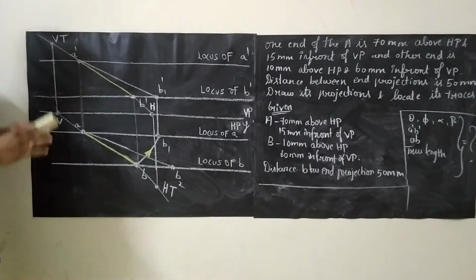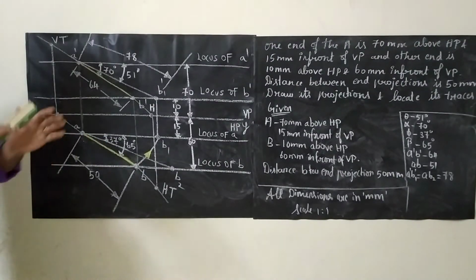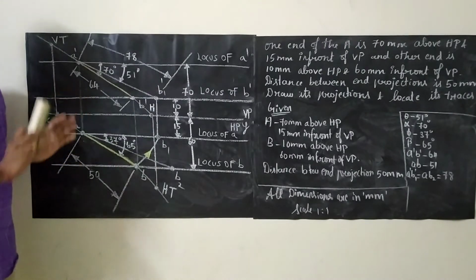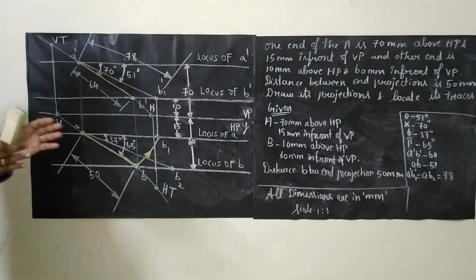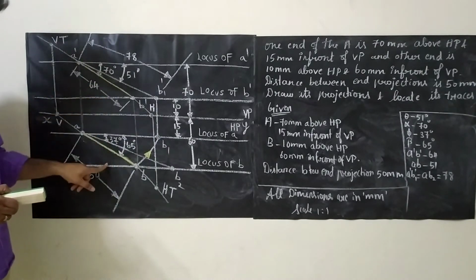Now we have determined the vertical and horizontal traces. Now we are going to dimension. After completing the entire diagram, go for dimensioning. First, the lines we are going to dimension are the front view, top view and true length.